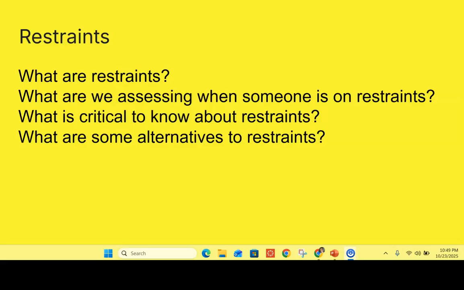What is critical to know about restraints? I think the biggest thing is you should use alternatives first. You want to always use an alternative before you move on to restraints. Restraints, it's the last resort. It's the last thing we want to do to our patients. So we're going to talk about some alternatives to restraints. So one is orienting the patient to the environment.